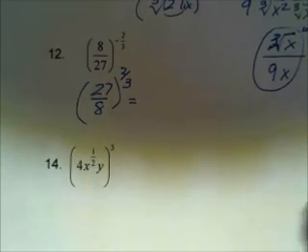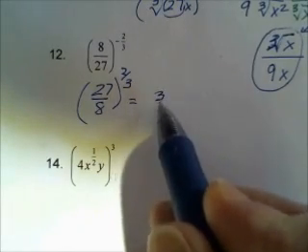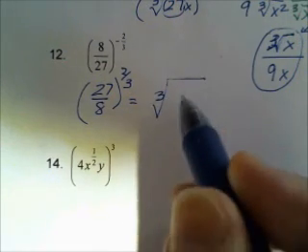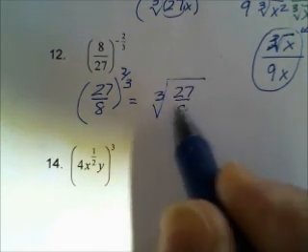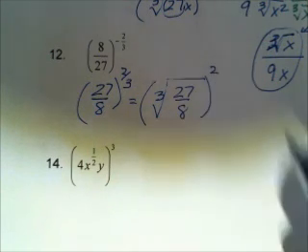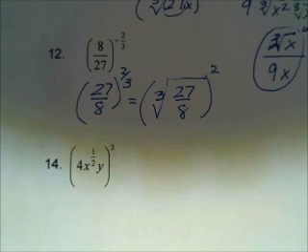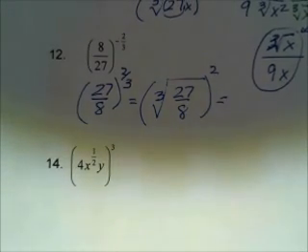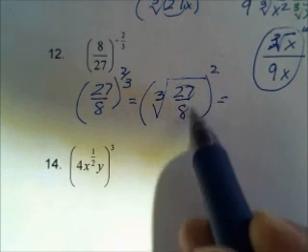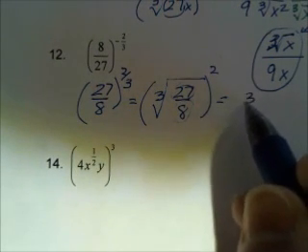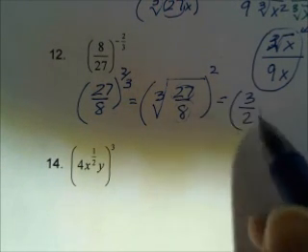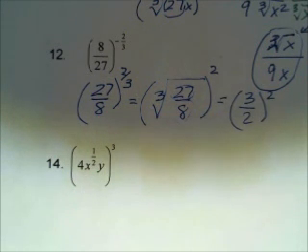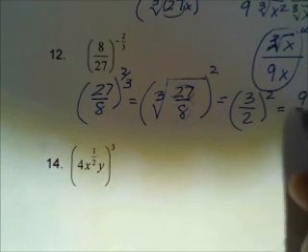The denominator is our root. So this is the cube root of the fraction 27/8, and then we would square that result. These are both perfect cubes. Cube root of 27 is 3. The cube root of 8 is 2. So we have 3 halves. Now square to get 9/4.